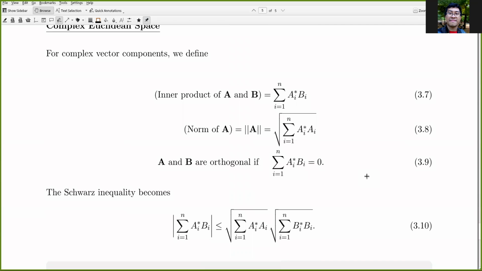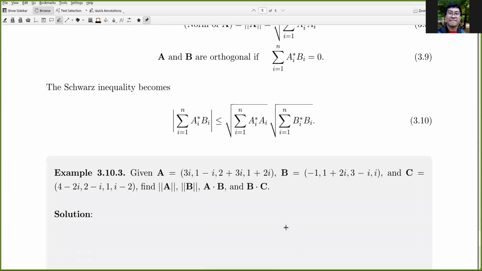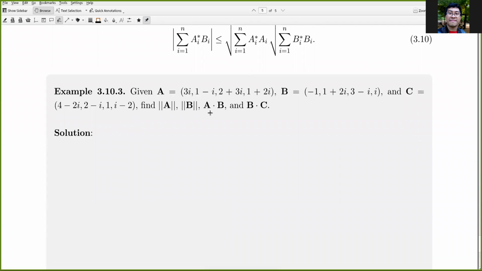In a complex Euclidean space, we can also write our inner products, norms, and orthogonality equations using or specifying generally for a complex Euclidean space. The Schwarz inequality becomes like this. Basically, we add on the first vector a complex conjugate. Example, given A, B, and C vectors, find the norm of A, norm of B, inner product A dot B, inner product B dot C.